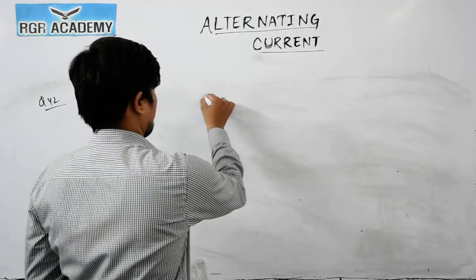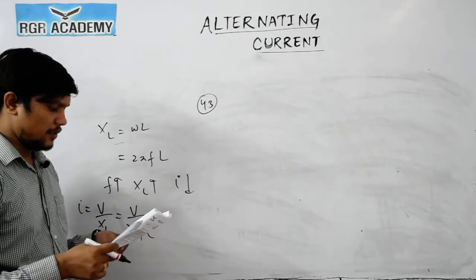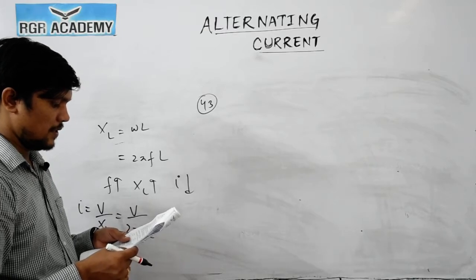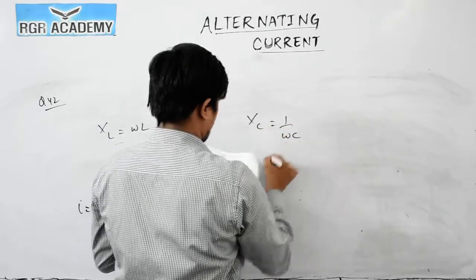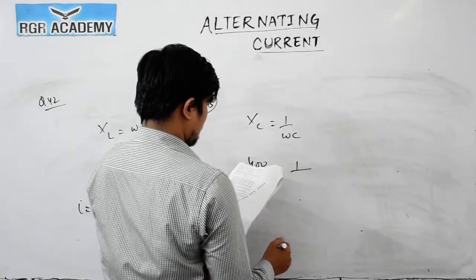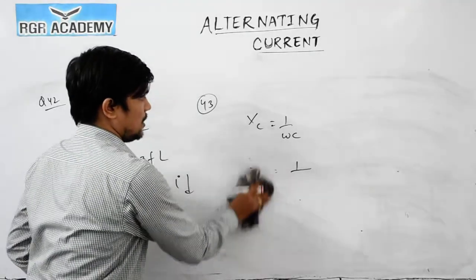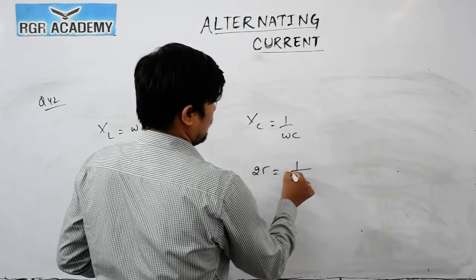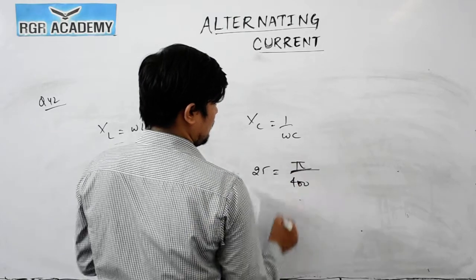Question number 43. The reactance of a capacitor of capacitance C microfarad for an AC frequency 400 by pi hertz is 25 ohm, find the value of C. So we know that XC is given by 1 by omega C. Here 400 by pi is actually the frequency. So we can write XC as 25, equals 1 by omega C. They have given 400 by pi, so pi will multiply into C.